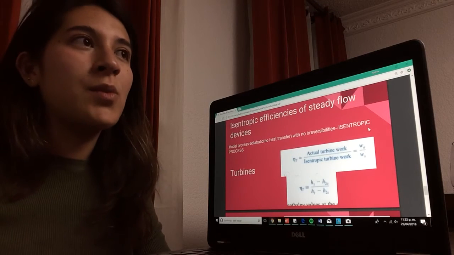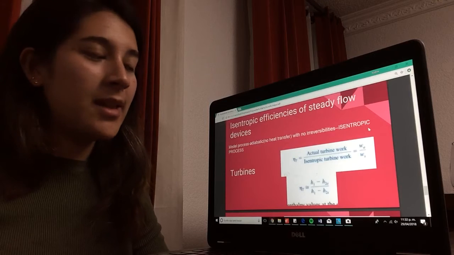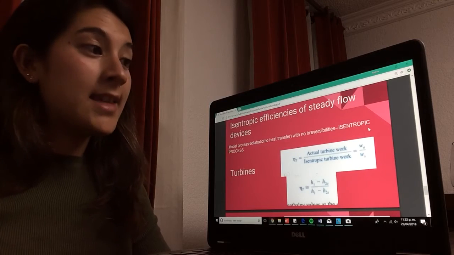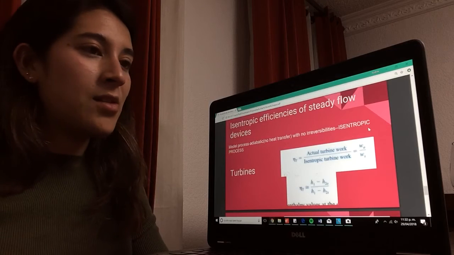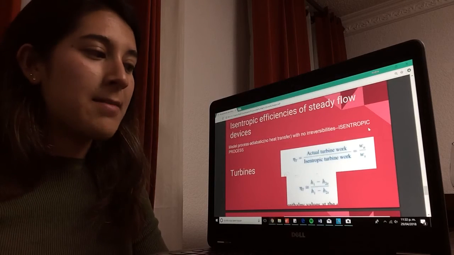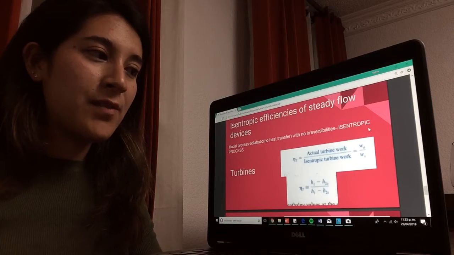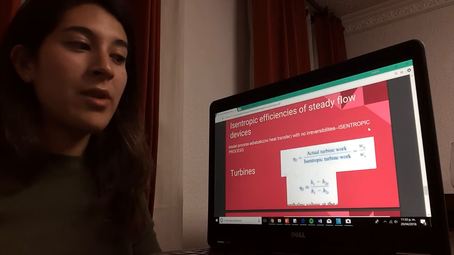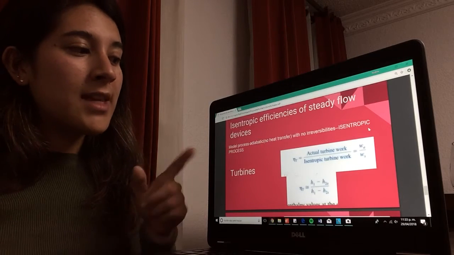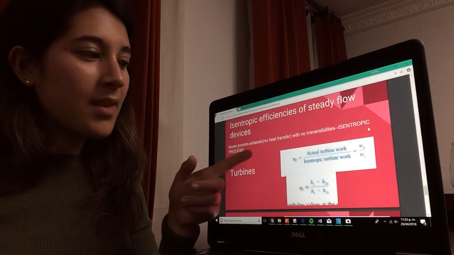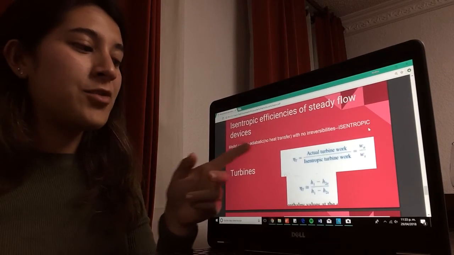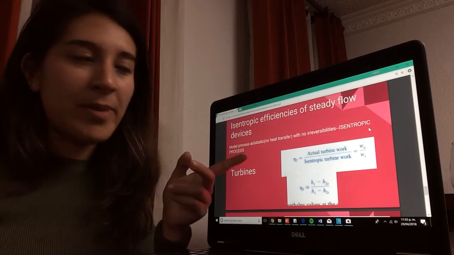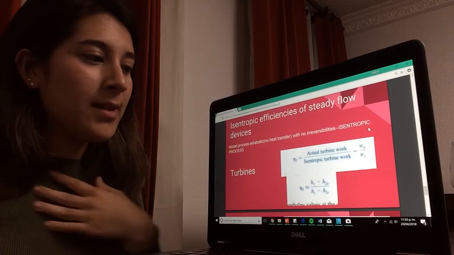In chapter 6, we had the Carnot principle and the Carnot cycle, and in this, the model process is going to be adiabatic, since adiabatic means that there's no heat transfer, and with no irreversibilities. So this process, as I said before, is going to be called the isentropic process. So the isentropic process is going to be our model.